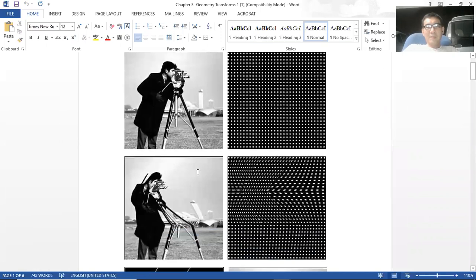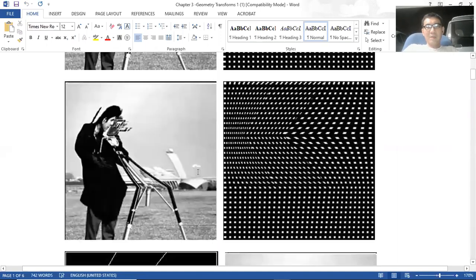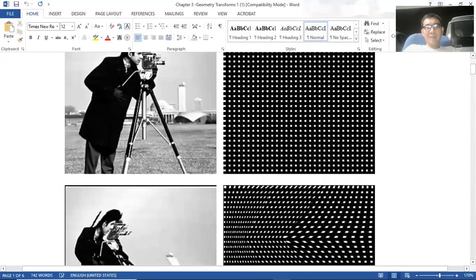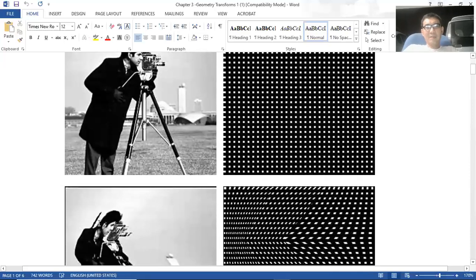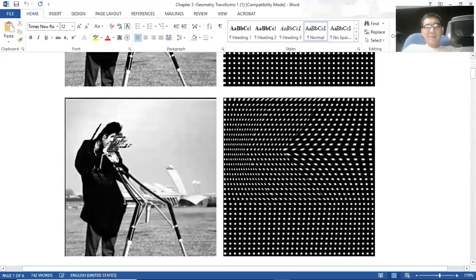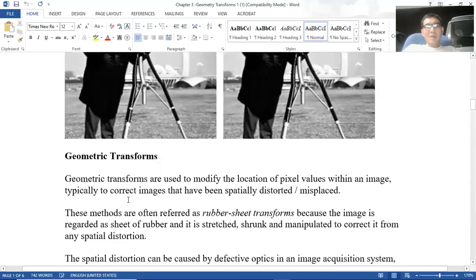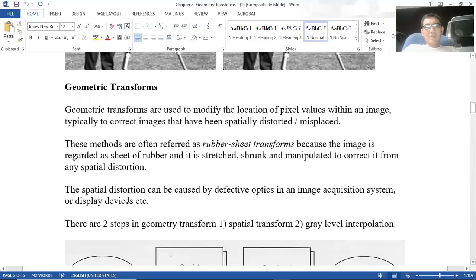If you look at this image, you can see that it has been geometrically distorted, meaning the location has been displaced. You look at the head, which by right should be here, but now has been distorted to something like this, right? So the method is referred to as rubber sheet transform.